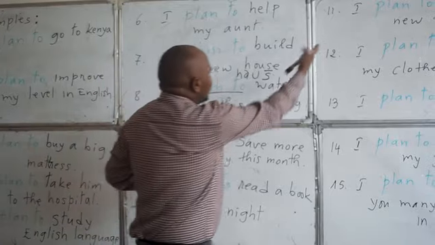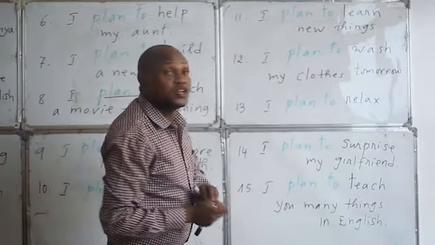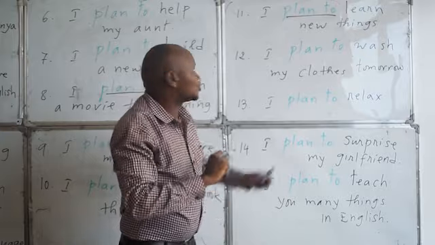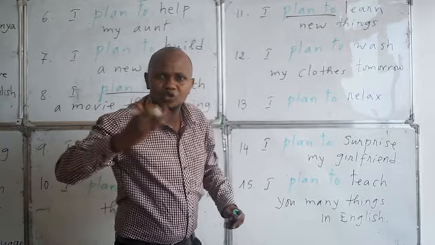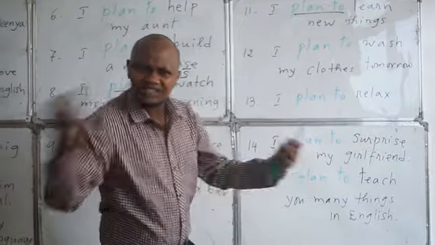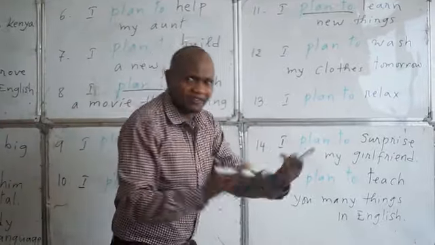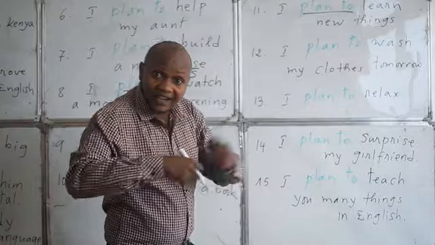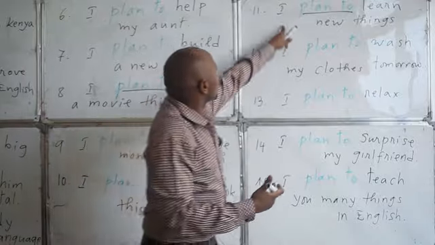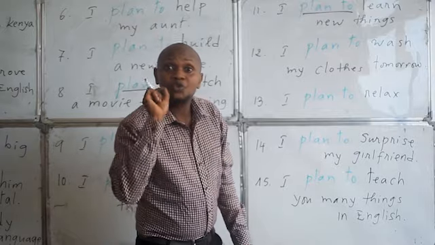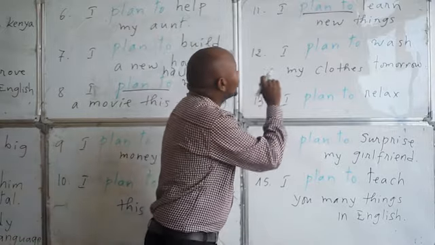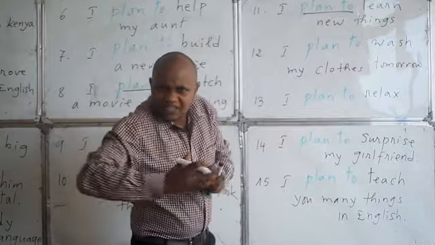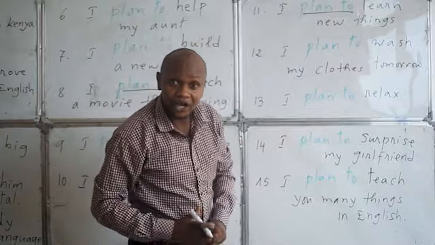That's good. Yes, you can say, I plan to learn new things. Go and learn how to drive a car. Go and learn how to ride a bicycle. That's good, if you don't know how to ride a bicycle. These days, learn many things. So you can say, my friend, do you know? I plan to learn new things these days. I plan to learn new things.